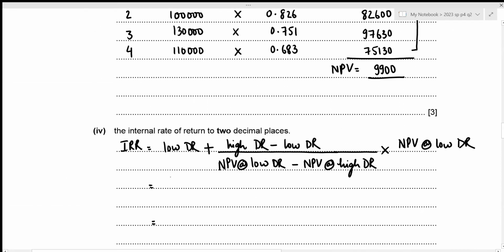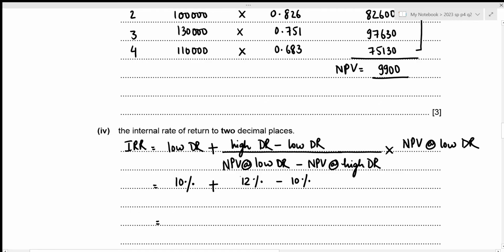Okay, so the low discounting rate is 10%, the high discounting rate is 12%, minus 10%, and the NPV at low discounting rate is just going to be the net present value at 10%, which we just figured out to be 9,900. But we do not have the net present value at higher discounting rate. So that is something we need to figure out. And again, the net present value at low discount rate is 9,900.